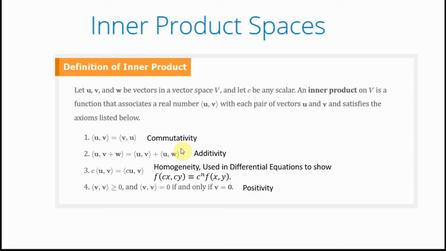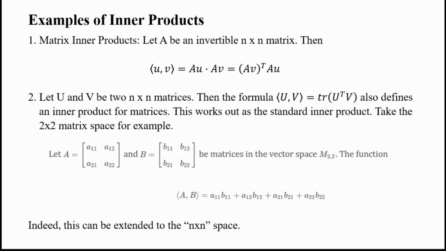Number four, positivity: the inner product of a vector with itself is either positive, or is zero if that vector is indeed the zero vector. Now, here are some examples of inner products. I listed a few of them. I somewhat took these directly from my old notes from the old textbook.